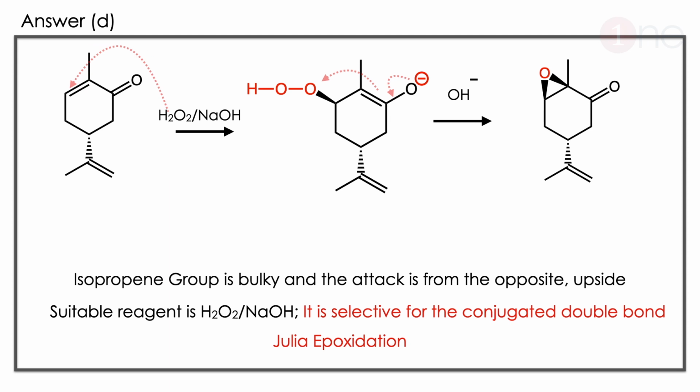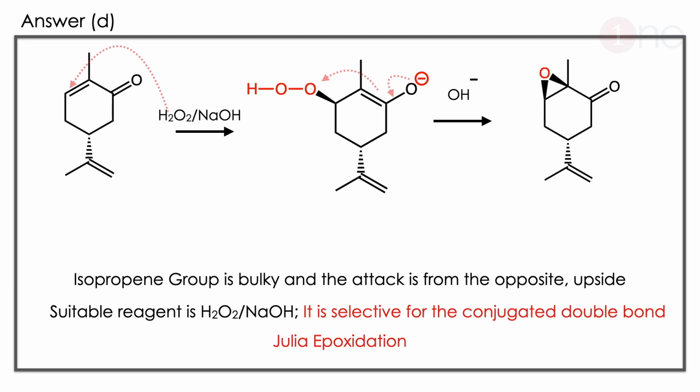The answer is D. Let us see how. Here the reaction is known as Julia epoxidation. If you know it, straight away you can write it directly. But you should know what Julia epoxidation really is. Julia epoxidation uses hydrogen peroxide and NaOH. It has particular selectivity for the conjugated double bond. The isolated double bond is never attacked there. Only the conjugated double bond becomes an epoxide.